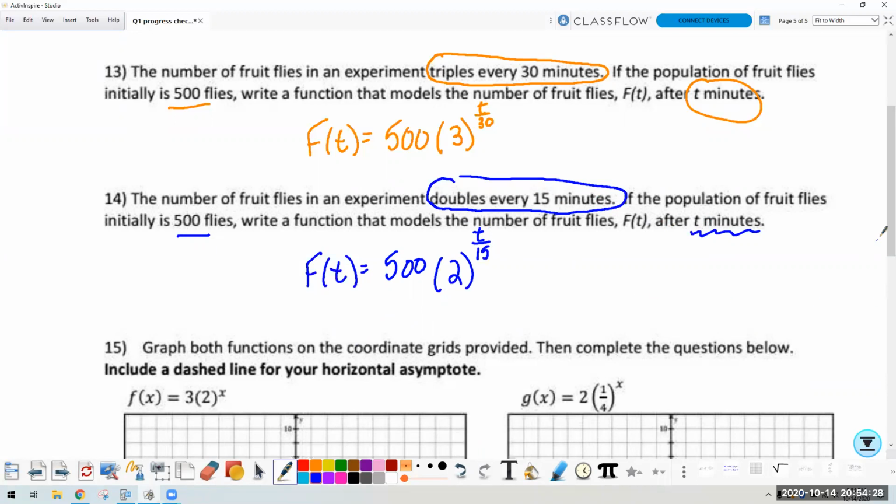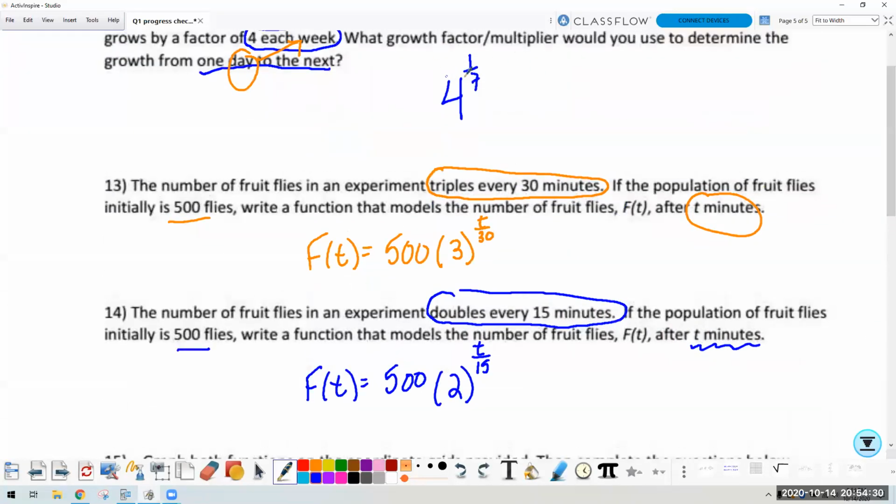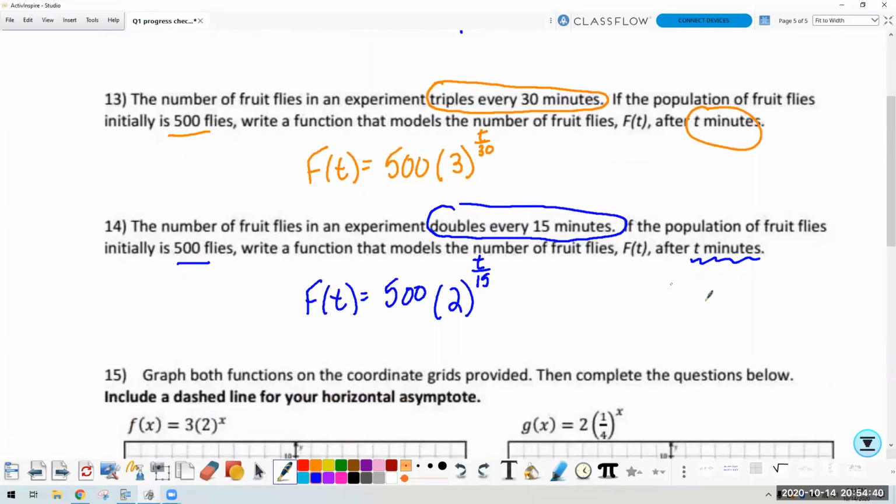It's similar to the way we changed this multiplier here, but number 12 wasn't asking for an equation, that was just asking for the new multiplier. Since 13 and 14 are actually asking for the equation, if I just wanted the new multiplier, this is what I would have. But now we're using that base in our exponential setup of a times b to the x. So this x, or the t, is multiplied by that 1/15.